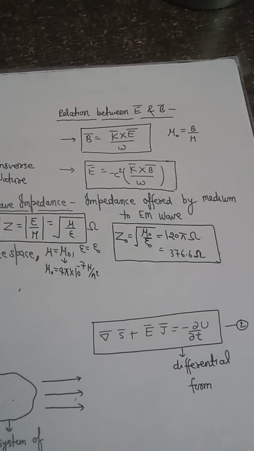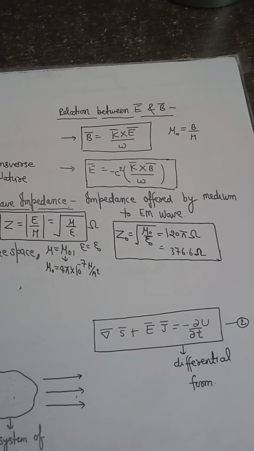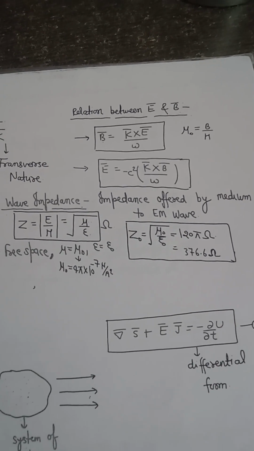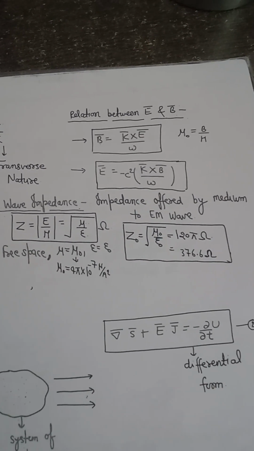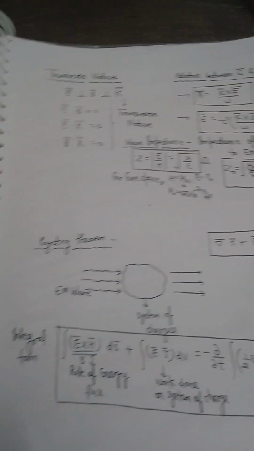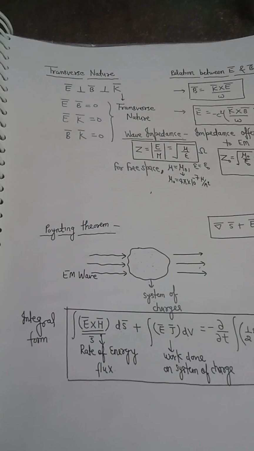The impedance offered by the medium to the EM wave is Z₀ = √(μ₀/ε₀) = 120π ohm, approximately 376.6 ohm. Next is the Poynting vector.